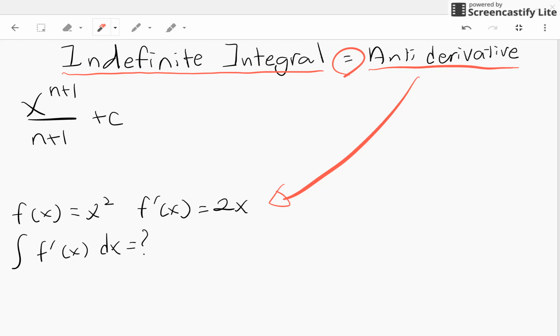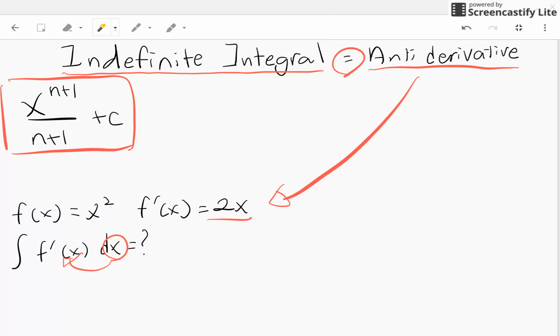Let's say a function is x to the second power. Now we take the derivative of this, and we know how to do that, and we get 2x. Now, the question is asking, what is the integration of f prime x dx? We have dx over here, which means we have to integrate in terms of x. In order to do this, we have to know the basic integration rule. This is x to the n plus 1 power divided by n plus 1, plus c.